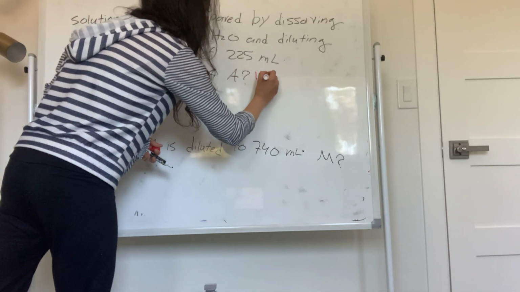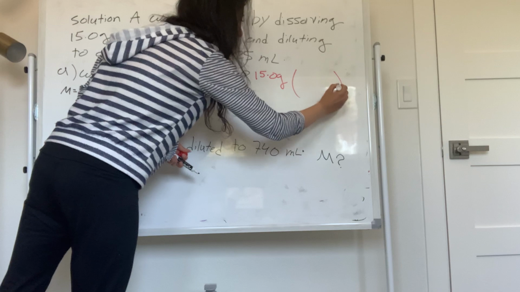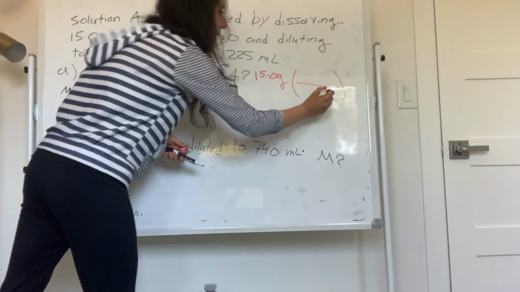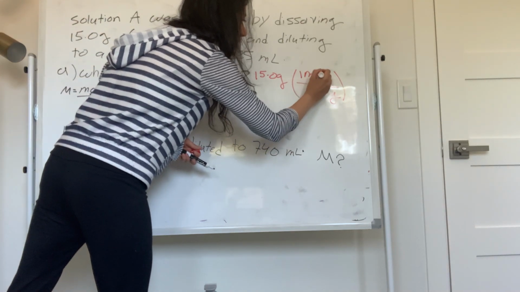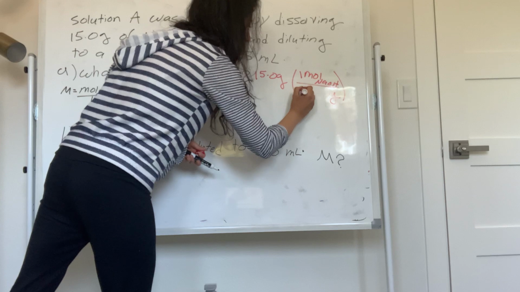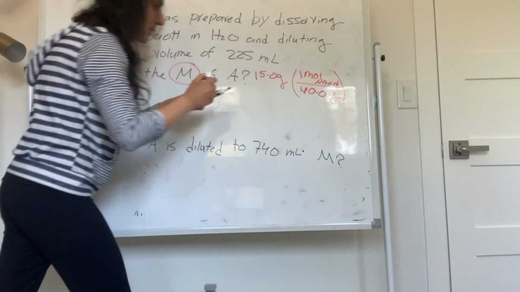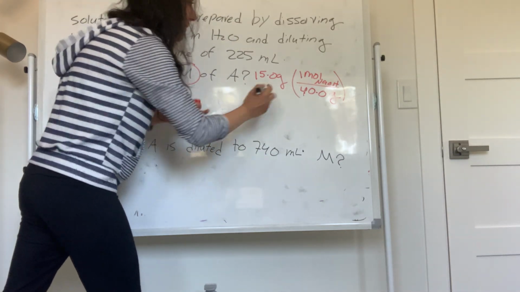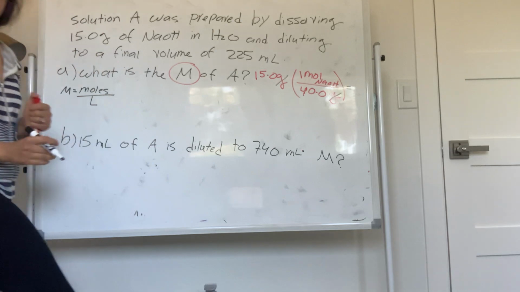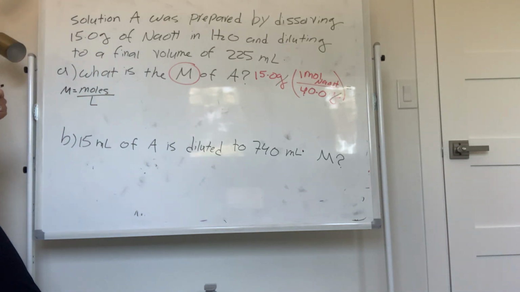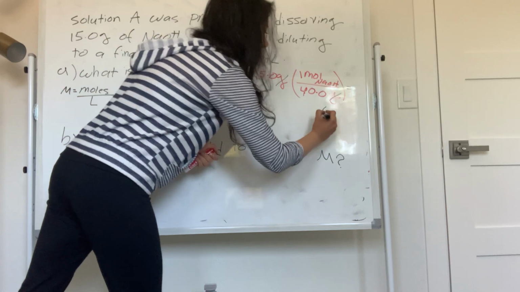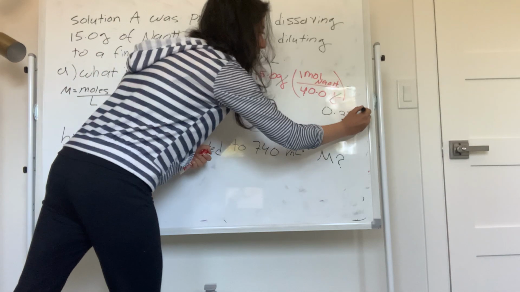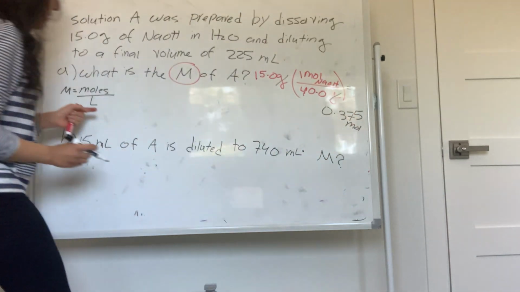So when you have grams, can you convert it to moles? Totally. How do you go from grams to moles? You use molecular weight. And molecular weight is always for 1 mole. So 1 mole of NaOH is 40.0 grams. So far so good? And again, don't forget to cancel out. So the grams cancel out and I end up with moles. So what I get is 0.375 moles.